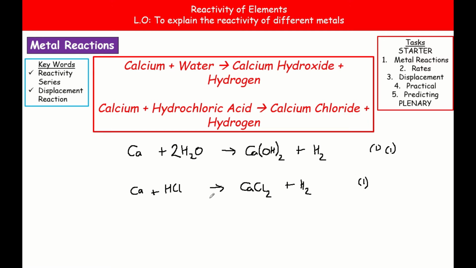And then what we need to do is work out the balancing. So 1 calcium on the left, 1 calcium on the right, 1 hydrogen on the left, 2 on the right, 1 chlorine on the left, and 2 on the right. So we need to put a 2 in front of our HCl to then give us 2 hydrogens on the left to match the 2 on the right, 2 chlorines on the left to match the 2 on the right. And that then will give you your second mark for that one. So add it up and give yourself a total out of 6.